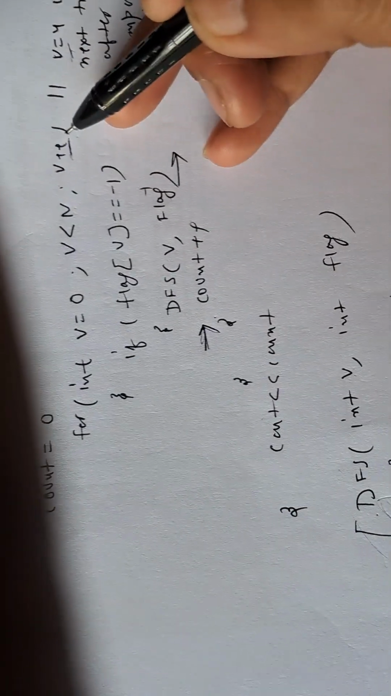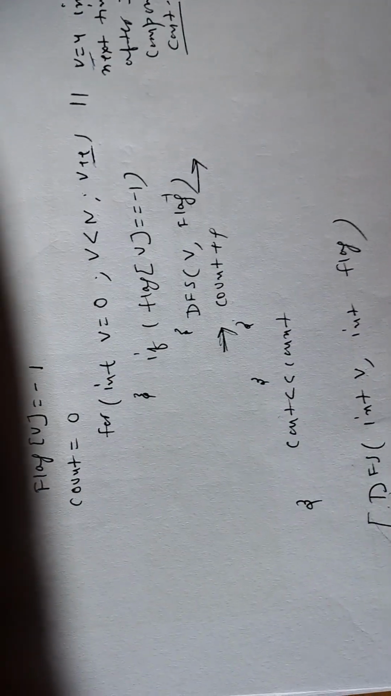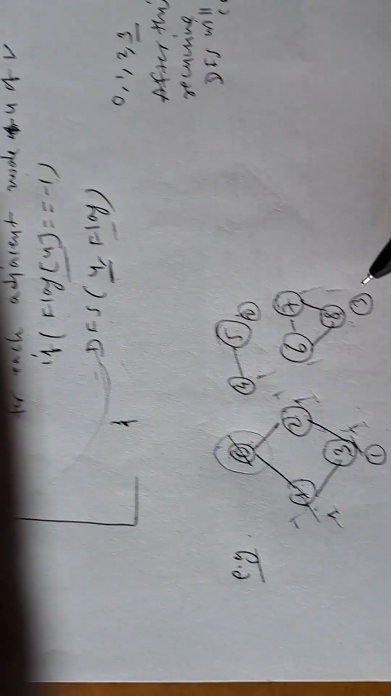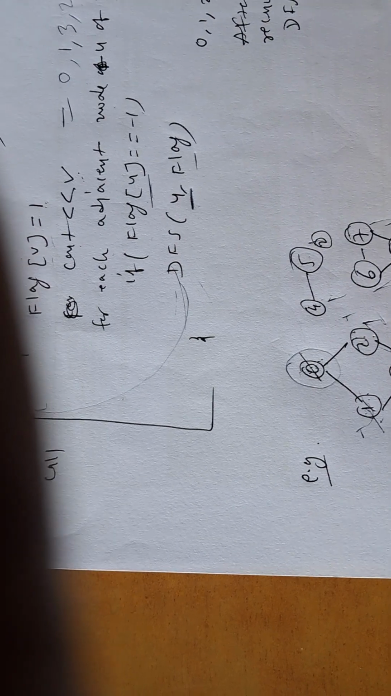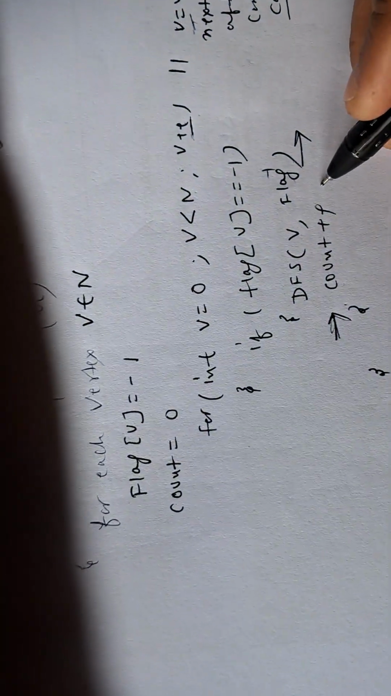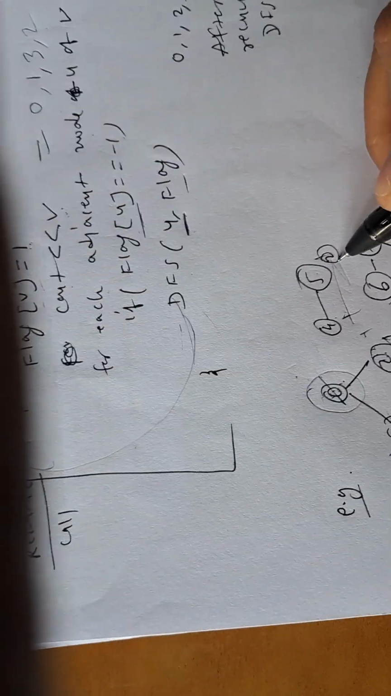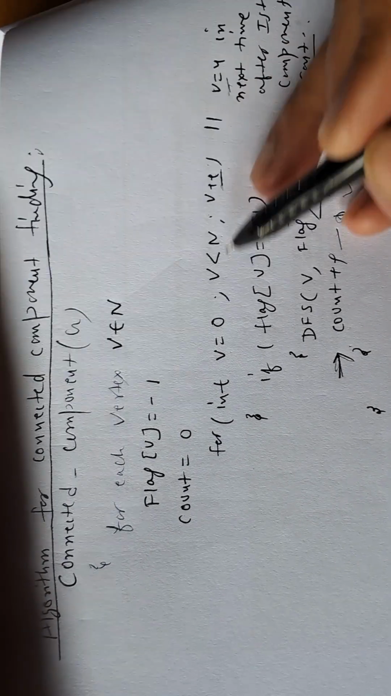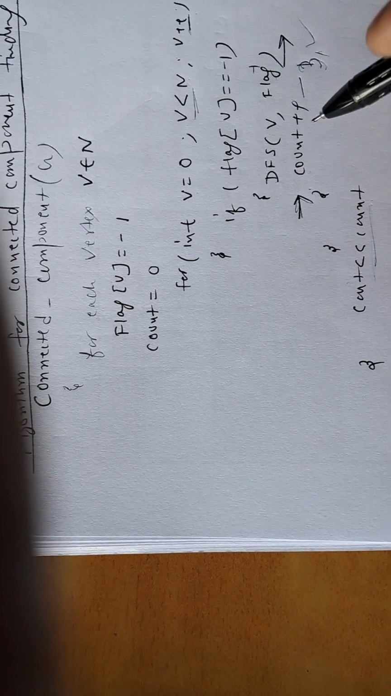6 is still less than n. We keep running our DFS on 6, 7, 8. Once all the vertices have been visited and marked as 1, after this the counter value becomes 1. After the next component, the counter value becomes 2, and at last after visiting all, the counter value will be 3. At last the condition becomes false: 8 plus 1 is 9, and 9 is not less than 9. So at last it will print the count, and the count is 3.